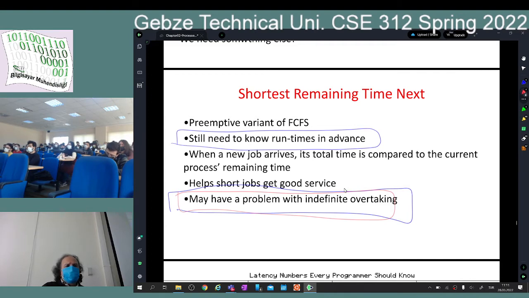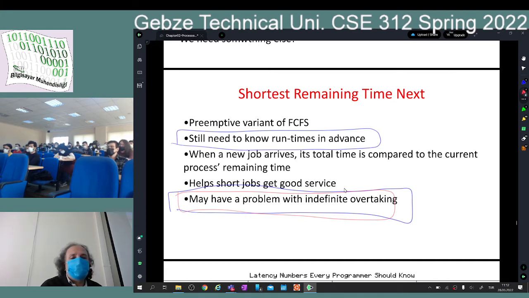We have a nicer term. It's called what? Let's explain this first. What is this problem? Yes? There are always new short tasks coming. Yeah, exactly. We have one unlucky long process. It keeps being pushed back all the time because there are lots of short processes coming in. So that process is going to be pushed back all the time.